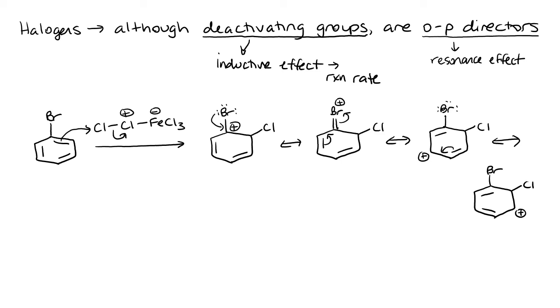To complete our 4 resonance structures. So similar to what we saw with the activating groups as ortho-para directors, halogens are also ortho-para directors because we get the 4 resonance structures.